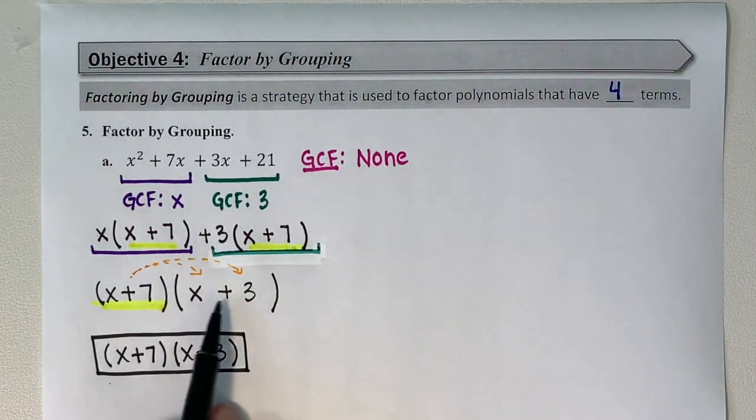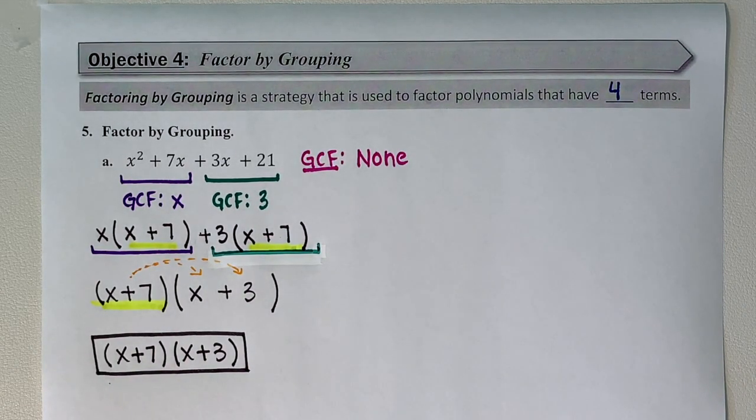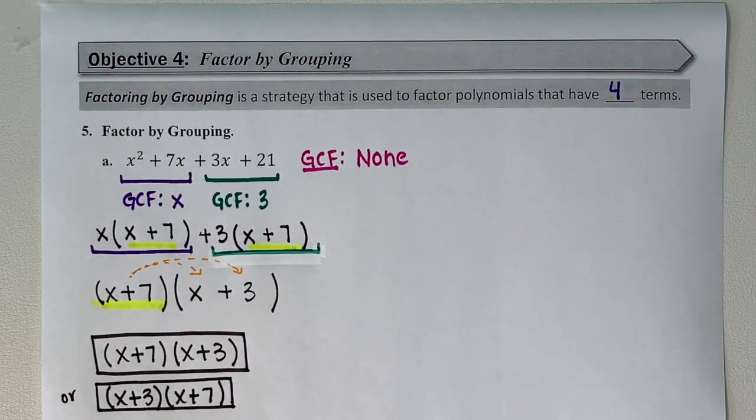So I've copied this down for our final answer right here. Please know that for your final answer, the order that you list these factors does not matter. So if instead for your final answer you put the x plus 3 first and the x plus 7 second, this would be correct as well. Let's take a look at one more factoring by grouping problem.